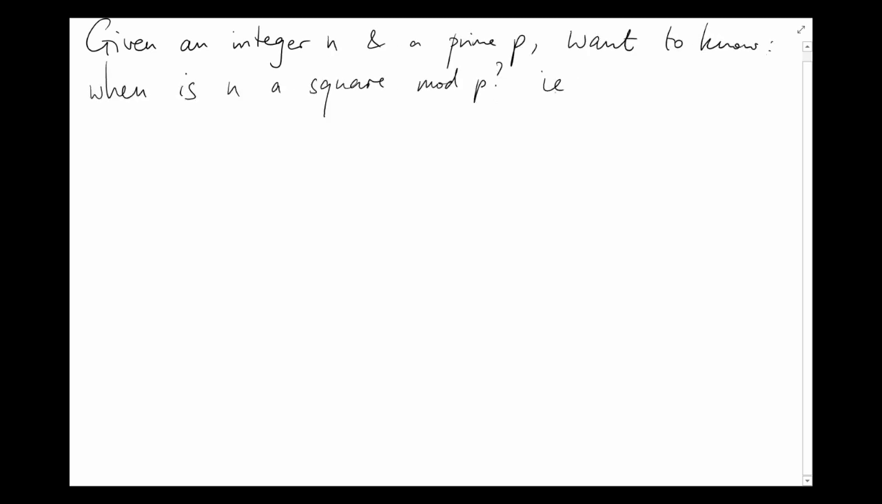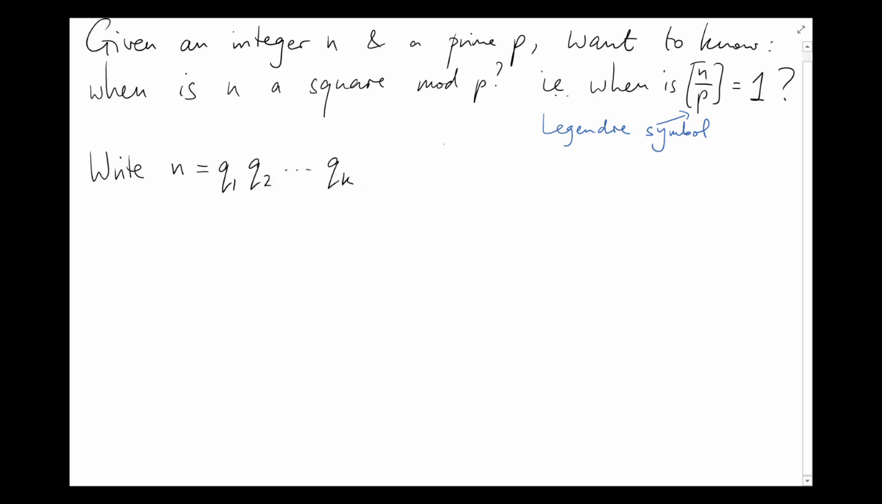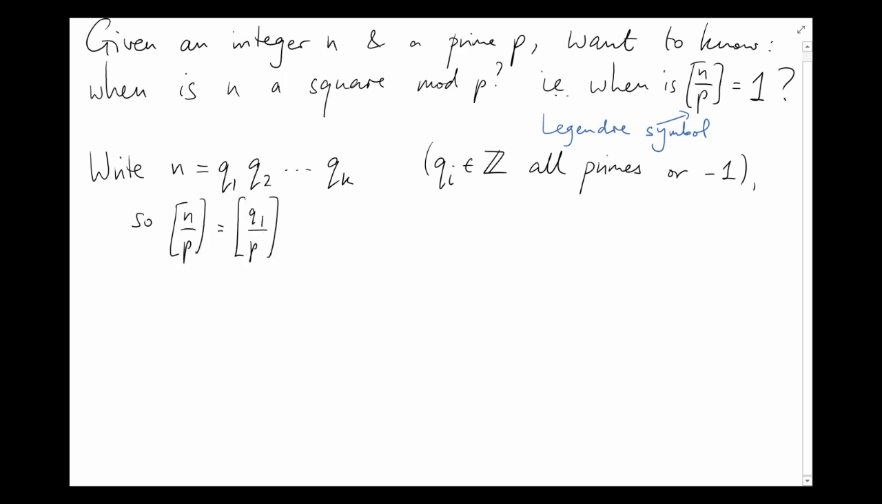So, we have an integer n, a prime number p, and we want to answer the question, when is n a square mod p? In other words, when is (n/p) equal to 1, where (n/p) is the Legendre symbol from the previous video. To calculate this, we'll start by reducing to a special case by factorizing n as a product of prime numbers, q1 times q2 and so on up to qk. They're all rational primes, except maybe one of them is minus 1 if n is negative. Now, the Legendre symbol is multiplicative, so we can write (n/p) as the product of (q1/p) up to (qk/p).